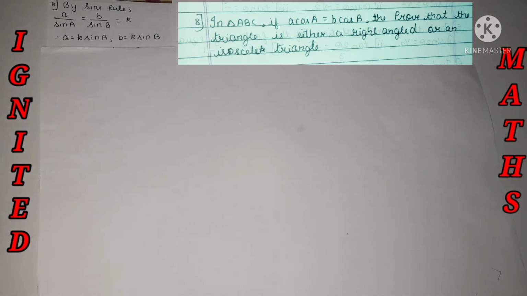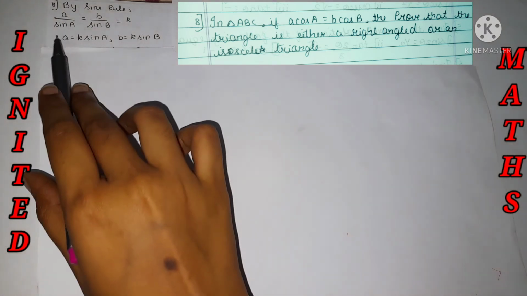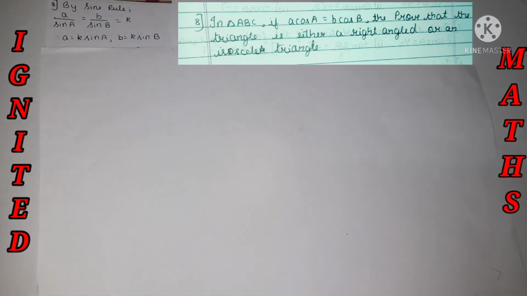An isosceles triangle is nothing but a triangle where any two angles are the same. If one angle is 60 and the other angle is also 60, then they are equal, and it's called an isosceles triangle. Yes, let's get started. Now using the sine rule, we just prove it. According to the sine rule, a by sine A is equal to b by sine B is equal to k.